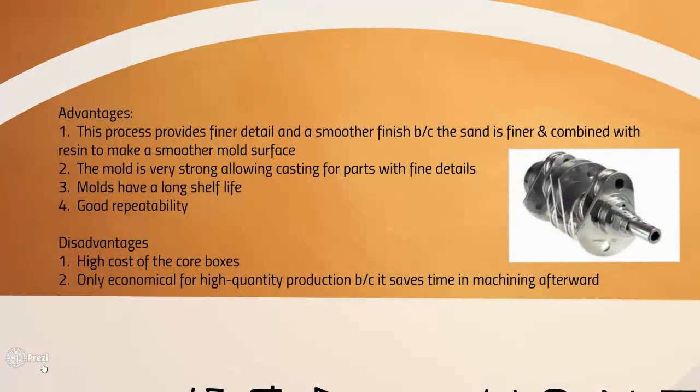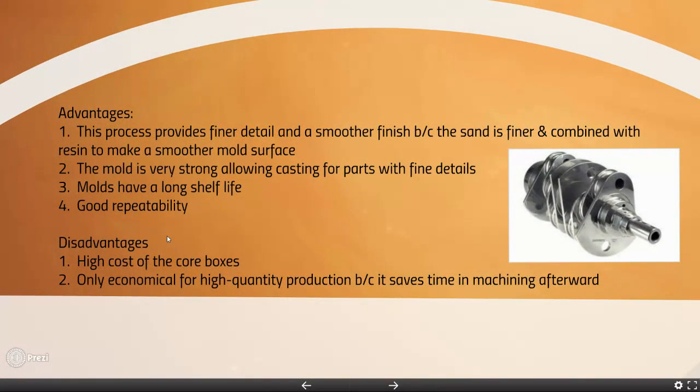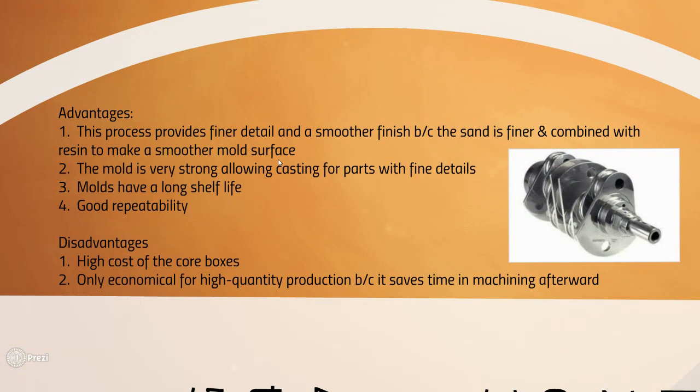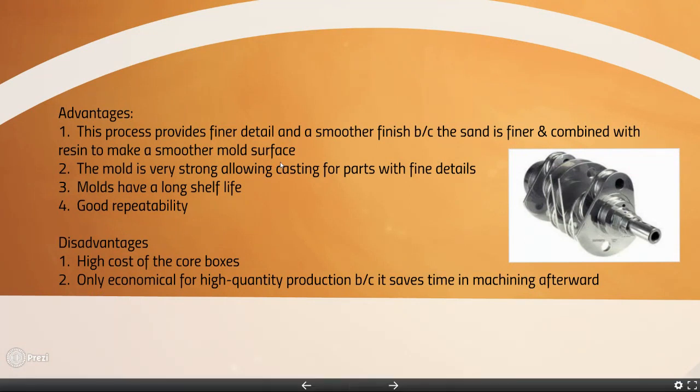All right, so what are the advantages and disadvantages of the shell process casting process? Well, this process has advantages in that it gives you finer detail and a smoother finish. The reason why it does that is because the sand is finer, and it also makes a smoother mold surface. Part of that is also because you have a semi-permanent mold. Semi-permanent molds and even permanent molds, the more permanent it is, it will give you a finer, smoother surface with higher dimensional accuracy.